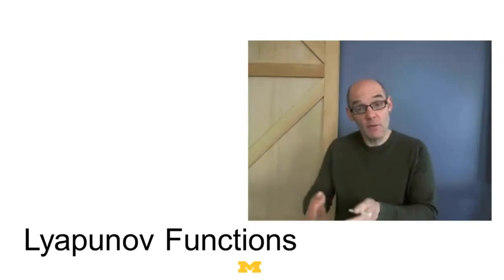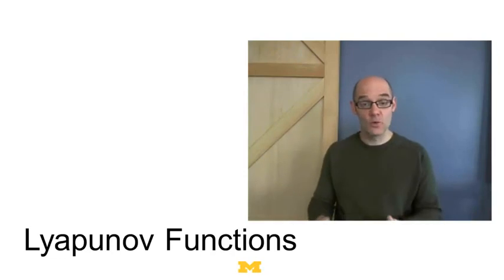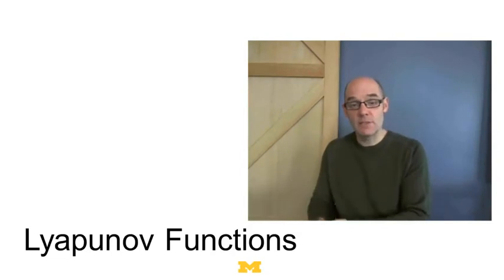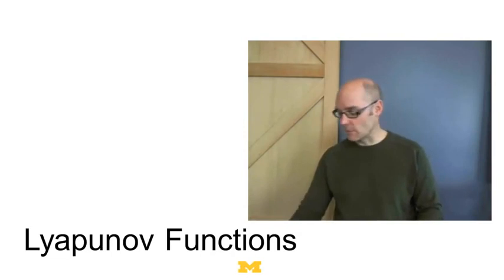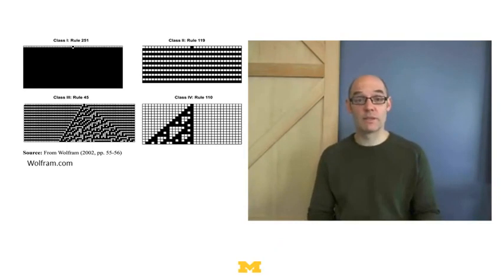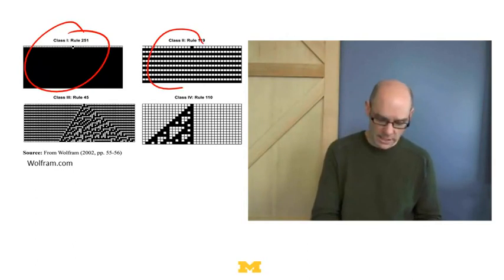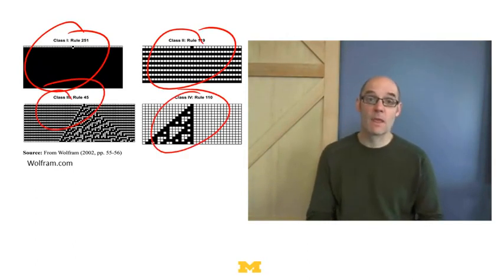So a Lyapunov function is this incredibly powerful tool to help us understand, at least for some systems, whether they go to equilibrium or not. Let me explain what I mean a little bit more. Remember how we talked about there being four things a system can do. It can go to equilibrium, it can cycle, it can be random, or it can be complex.